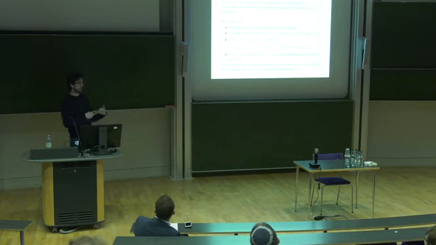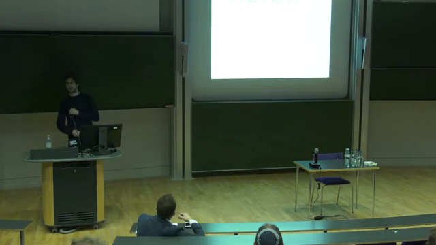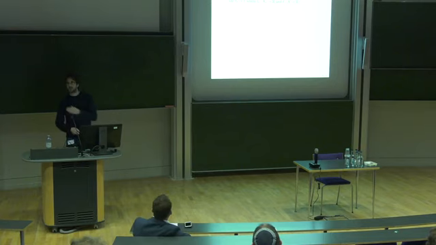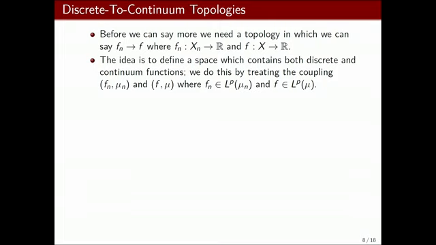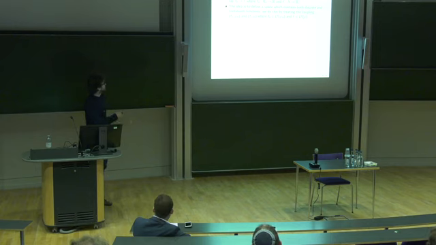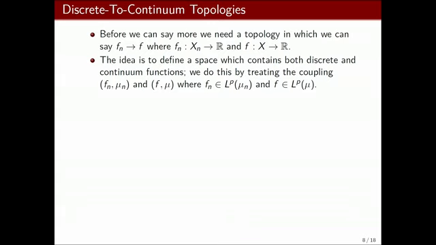So what I need is a topology which allows me to compare discrete to continuum. Okay, and this topology I'm about to describe is actually the work of Nicolas Garcia Trillos, who's in the audience. So the idea is first of all to define a space where we can talk about discrete and continuum functions. The idea was to couple the function with the measure. So instead of thinking of F_n as a discrete function, we think of F_n and mu_n, where mu_n is the empirical measure, as being a pair. And then in the continuum domain, we have F and mu, again, as a pair. So now we can look at these as being in the same space.